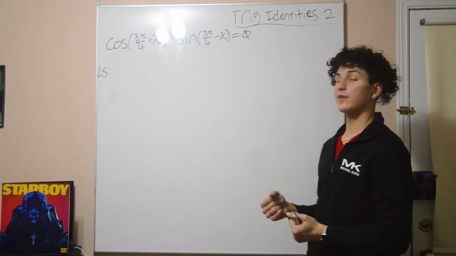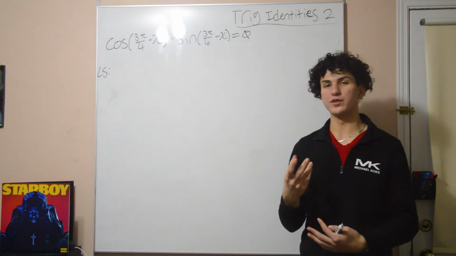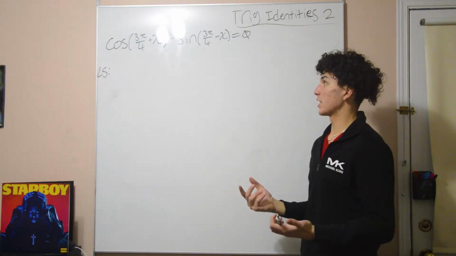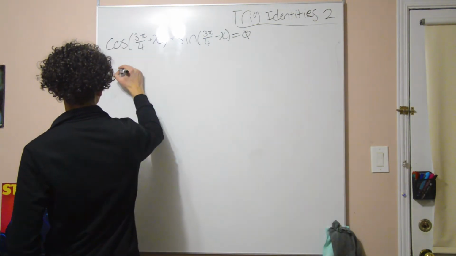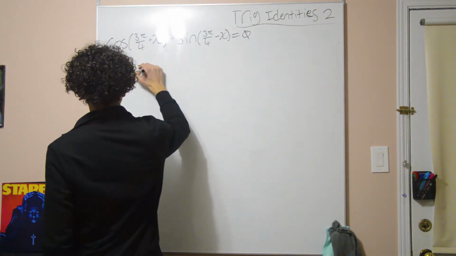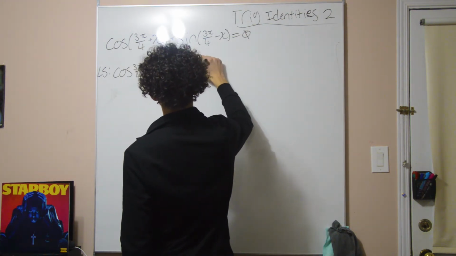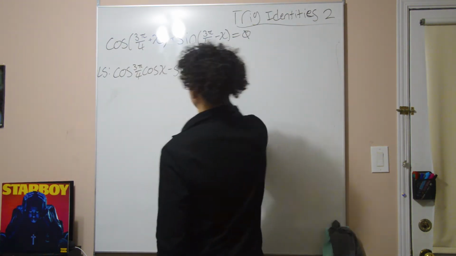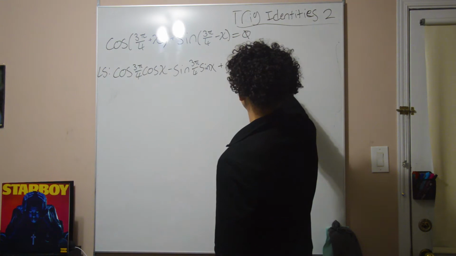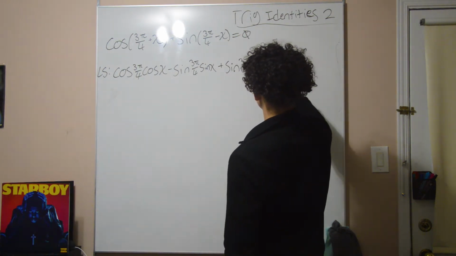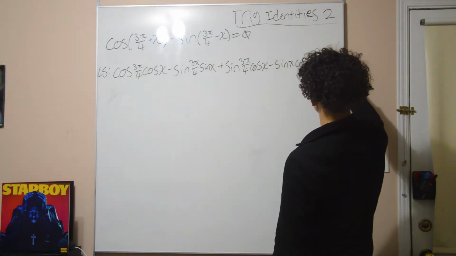Now, this one is a little bit different than the last one because now we have actual values, values that we know hold something. But as we did in the last one, and as we should be doing from here on out, we're going to expand them into our formulas. So this becomes cos 3 pi over 4 cos x minus sine 3 pi over 4 sine x. That's the first one. And now this one is going to be plus sine 3 pi over 4 cos x minus sine x cos 3 pi over 4.